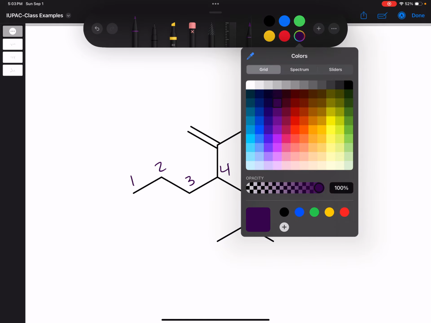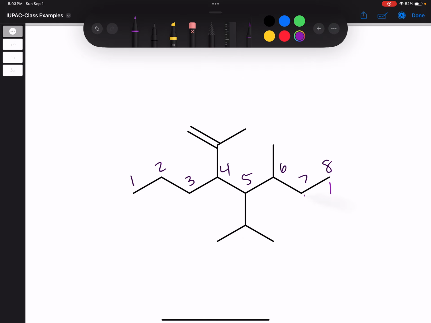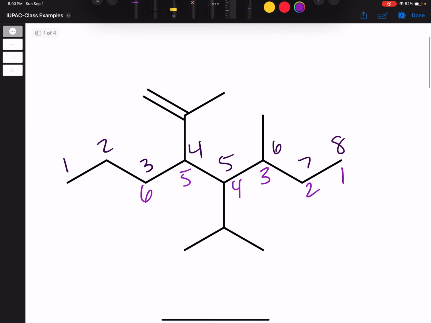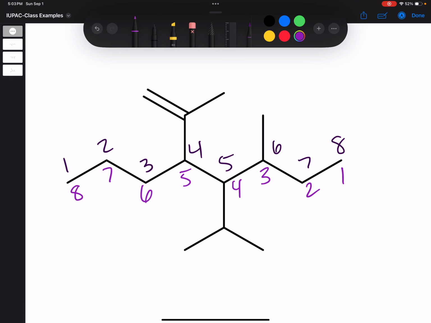but let's make sure that my numbering is correct. So I'm going to check the other way just to see what we come up with. Okay, there we go. 7 and 8. All right, so I hit my first substituent at 4 this way, and then I hit my first substituent at 3 this way. So that tells me that I need to number from right to left. So I'm going to get rid of the left to right numbers since that is not going to give me my lowest substituent. So here is my parent chain.